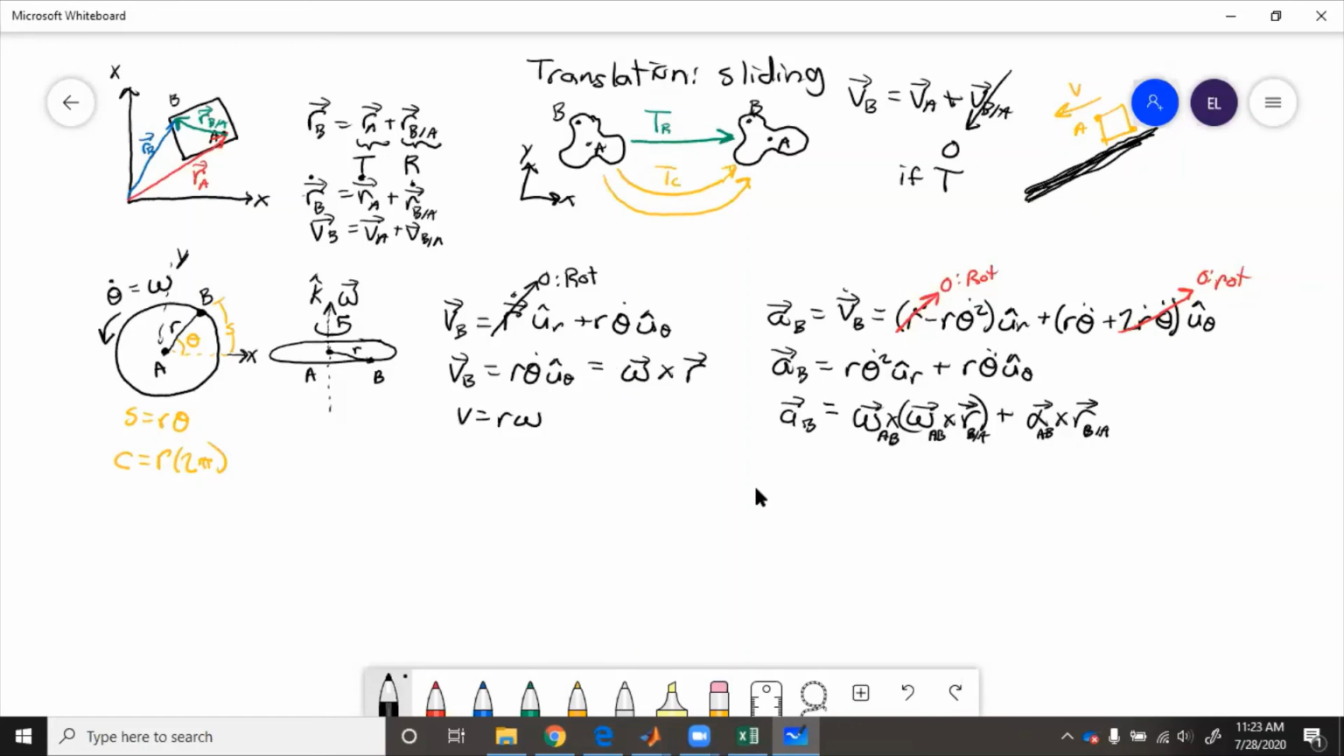Now also up here for translation, we've got AB equals AA. They're moving at the same speed, they're accelerating at the same speed. Now here, this is the relative because we got a fixed axis rotation.